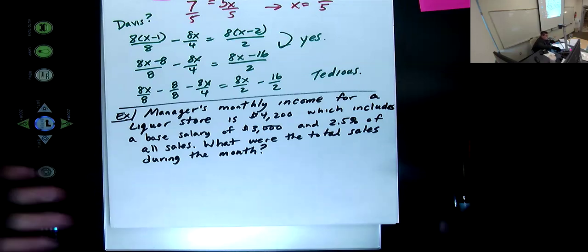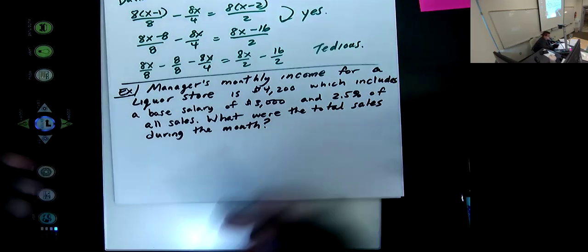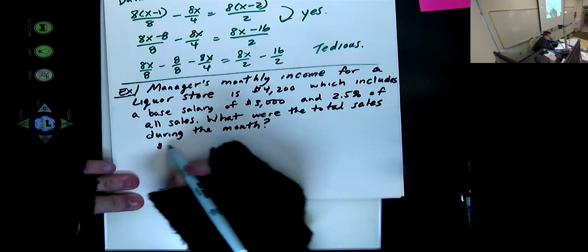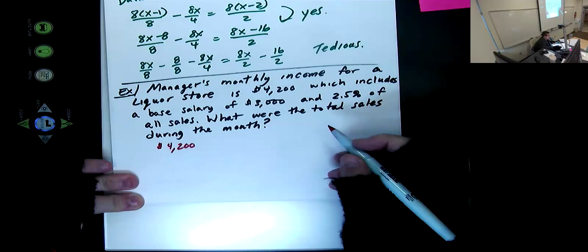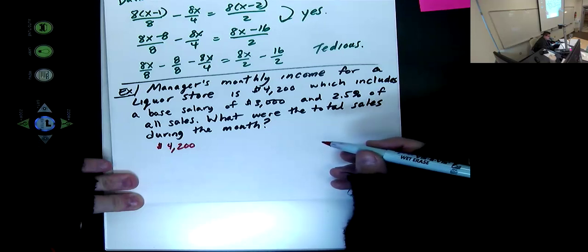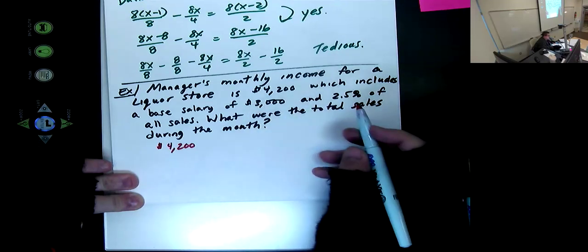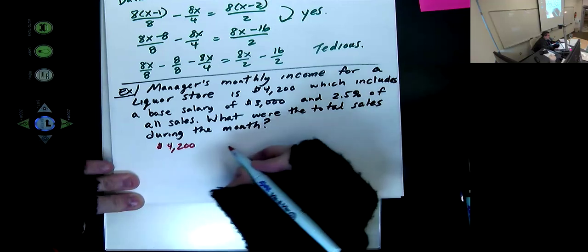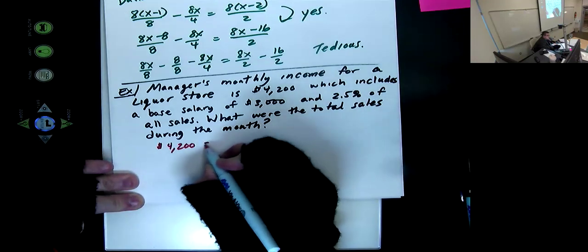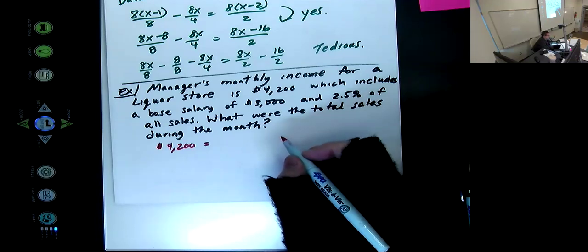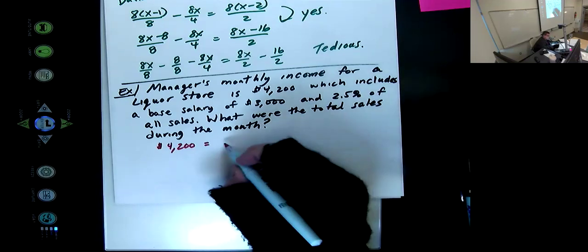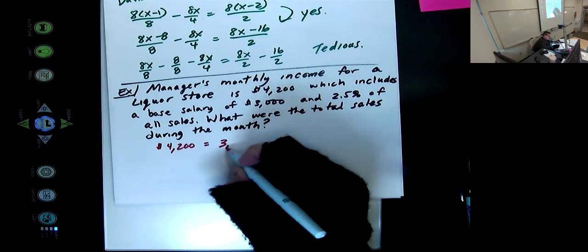Okay, so we know he made $4,200, or she. And salary is what you get when you're ignoring hourly. Managers usually do salary. If you've never had a job, salary is the opposite of hourly rate. You just get paid a fixed amount no matter how much you work. It should equal $3,000.